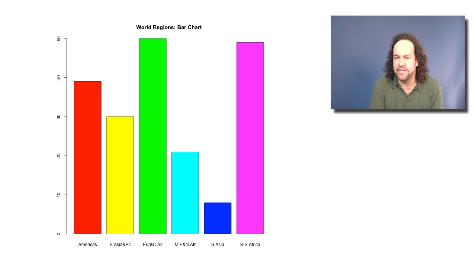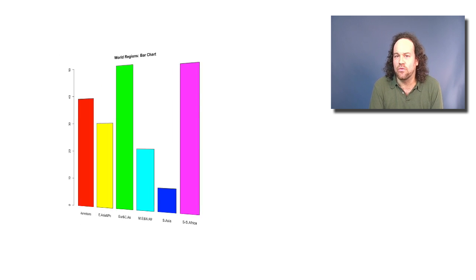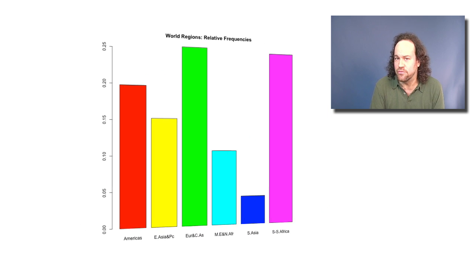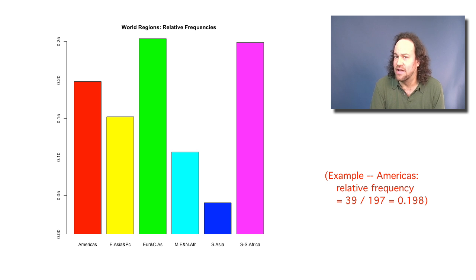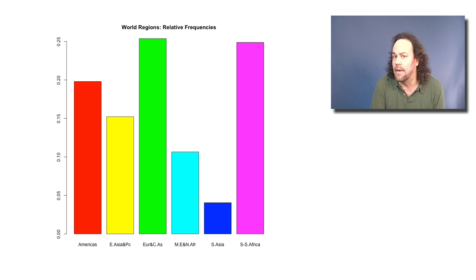Now, if we prefer, instead of representing the counts, we can represent the relative frequencies, which is just what fraction of the countries and territories are in each of those 6 different categories. That's illustrated here. It looks exactly the same, except that we've divided by the total number, so now the heights of the bars actually add up to 1.